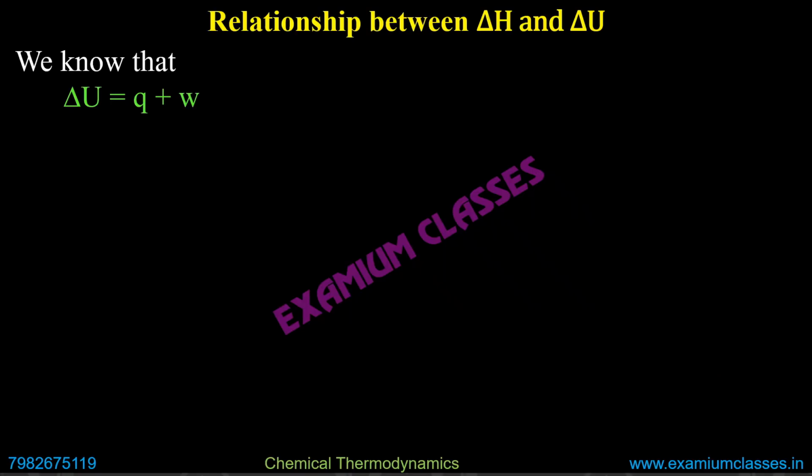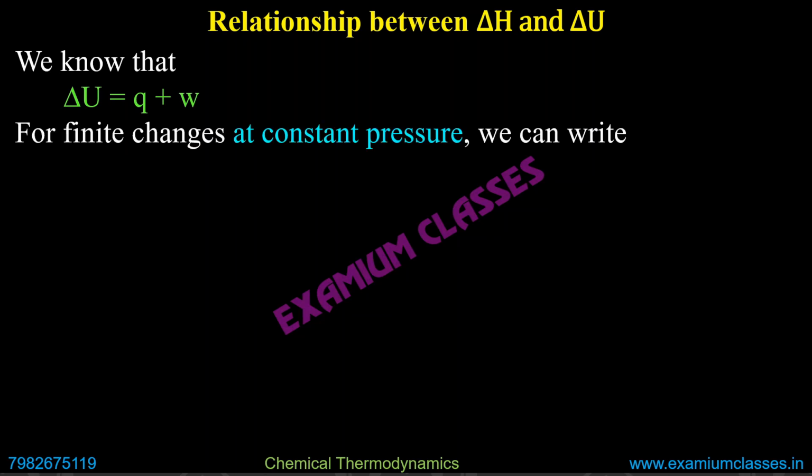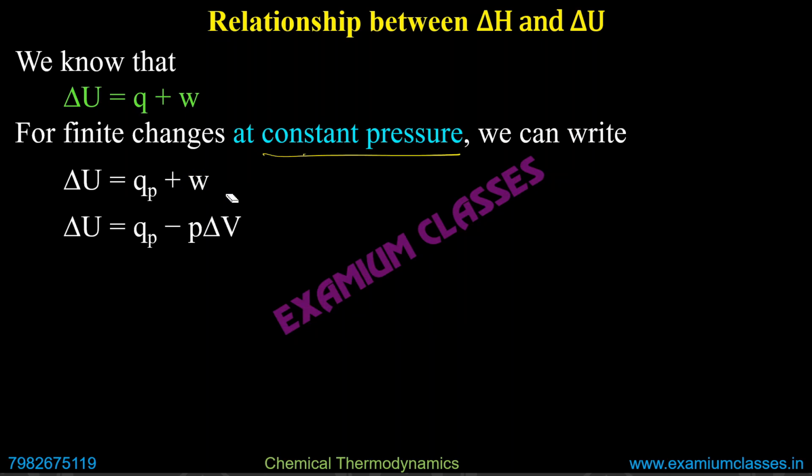We know that delta U is equal to Q plus W. For finite changes at constant pressure, we can write delta U equals QP plus W. If we are talking about constant pressure, which is normally the case, since we do reactions at constant pressure, then this heat transferred will be QP. And some work can be done because delta V is not zero now. Volume can change, so the reaction mixture can expand or contract. So W will also be there in that case. We can write W as minus P delta V.